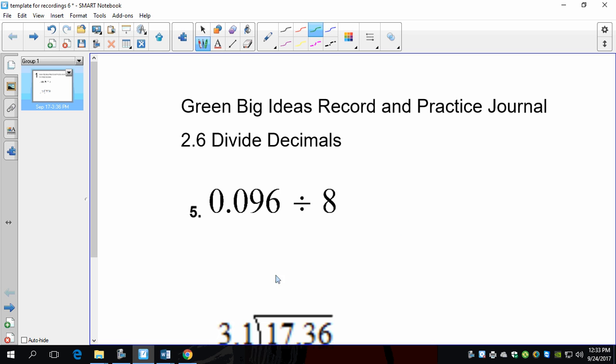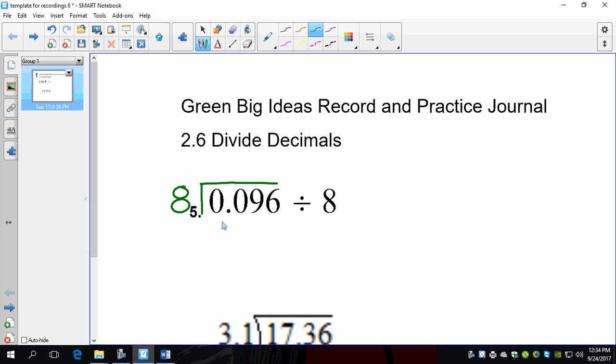First thing we have to make sure we figure out is the first number listed is the one that goes inside the box. So we have to make sure we can identify that 0.096 is our dividend and 8 is our divisor. So I'm going to put 8 out here. 8's my divisor.